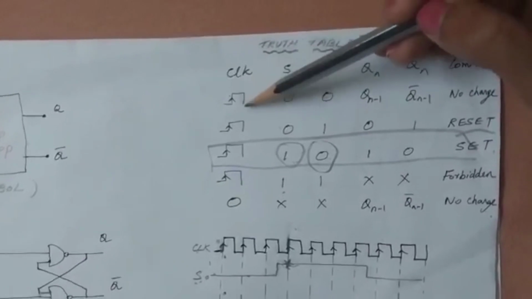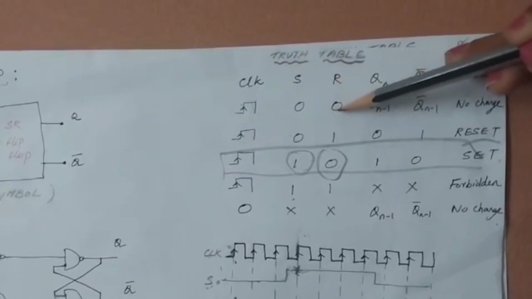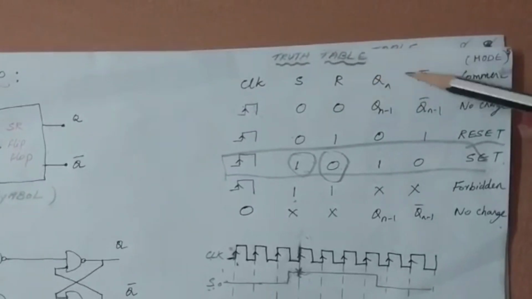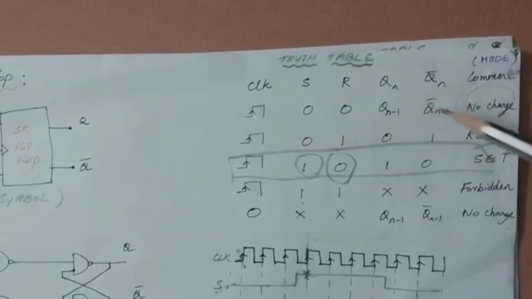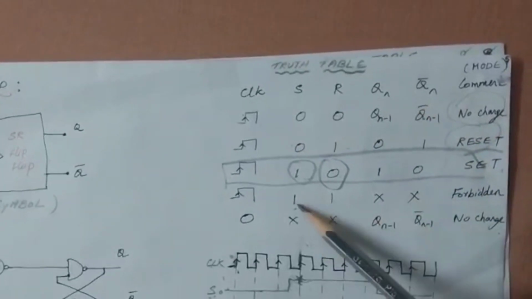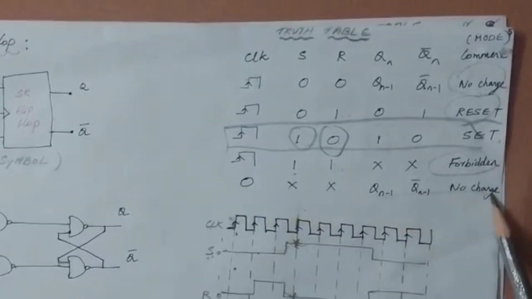For all the others, the clock must be there. If there is a 0 in S and R is 0, then there will be no change. If S is equal to 0 and R is equal to 1, then it is in reset position. If both are 1, then it is a forbidden state. If no clock is there, then no action is taken.